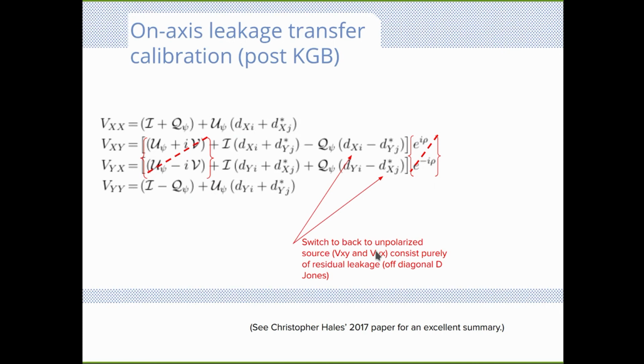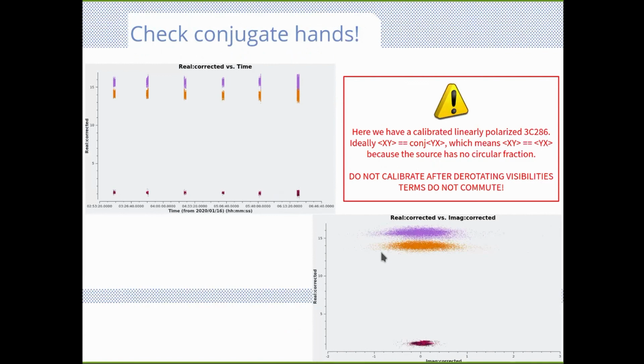So our PKS 1934, or our PKS 0408, or 3C147 at L-band, for instance. Now, at this point, any power on the crosshands for this unpolarized source is coming from leakage, right? Especially from our I mode, but also from the Q mode. And these are the off-diagonal D Jones, as I've said before, these D terms. All right, once you've corrected for that, then you need to check your conjugate hands, right?